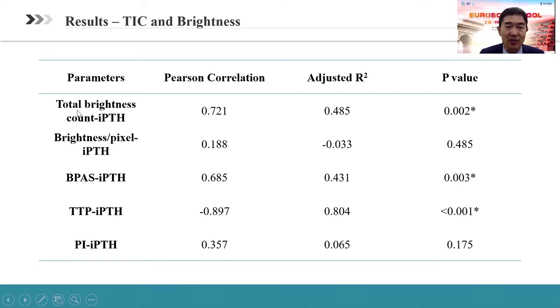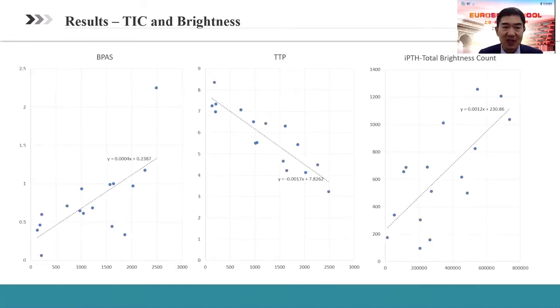there are correlations between the total brightness count and the value of iPTH, between the BPAS and the value of iPTH, as well as between the TTP and the value of iPTH. In other words, the total brightness count and the BPAS, as well as the TTP, could be used to evaluate the function of SHPT nodules.